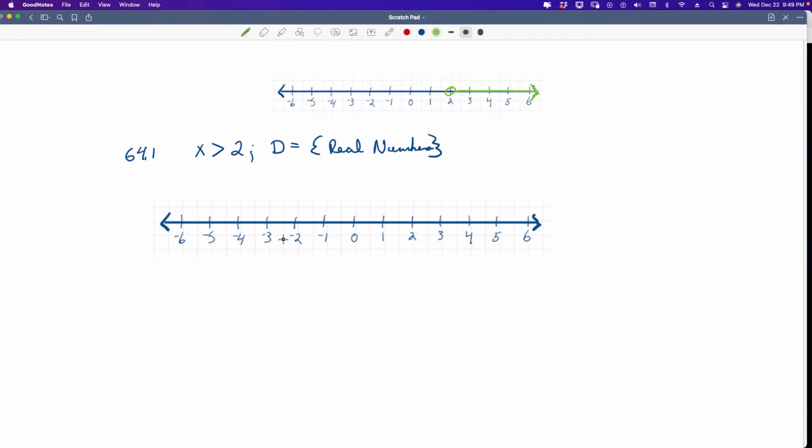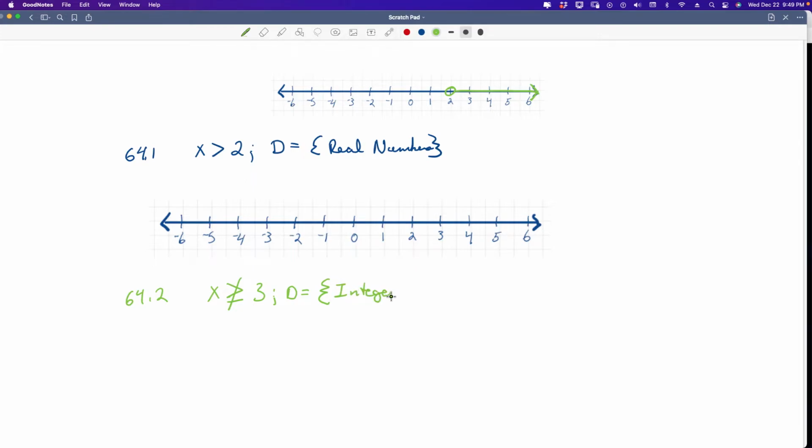Alright, so let's do another one. In this one, we have 64.2. And this says to graph that x is not greater than or equal to 3. And the domain is going to equal integers.